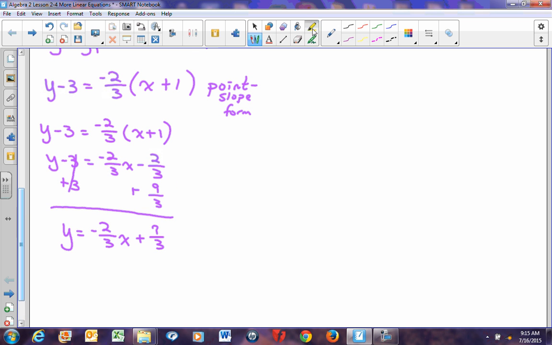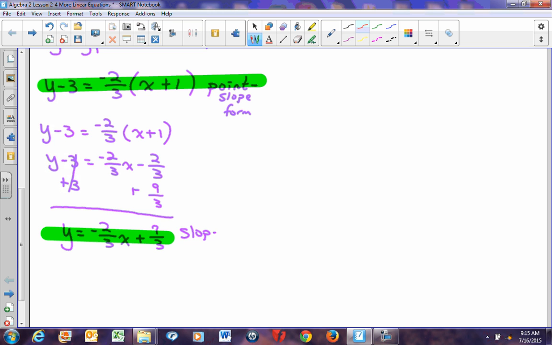So we have the point-slope form right here. We have the slope-intercept form right there. You cannot get the slope-intercept form without first doing the point-slope form.